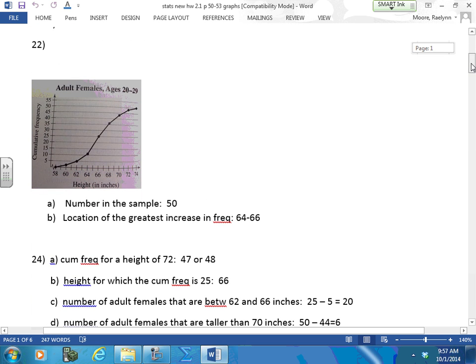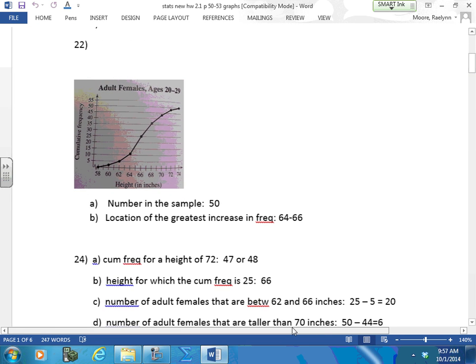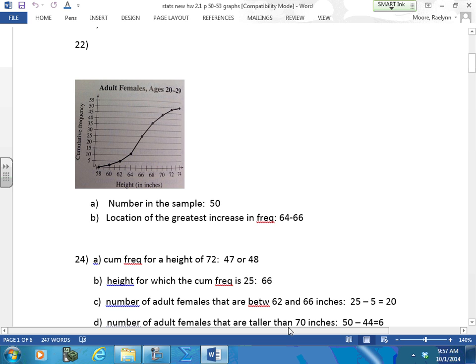Okay, again, they gave you another graph. This is a nice exercise in interpreting your graphs. What kind of graph is this? This is an ogive. Good. This is your cumulative frequency graph. It starts and it never ends. It increases and then never decreases.